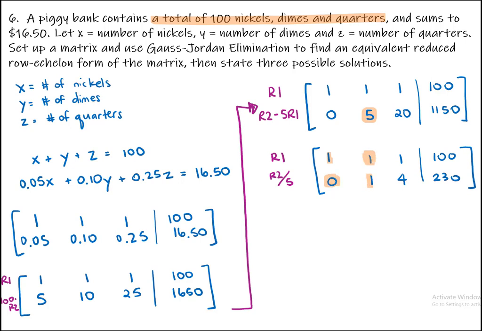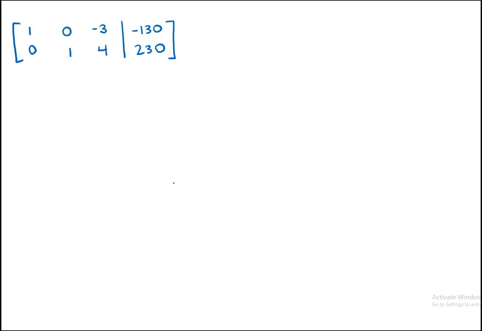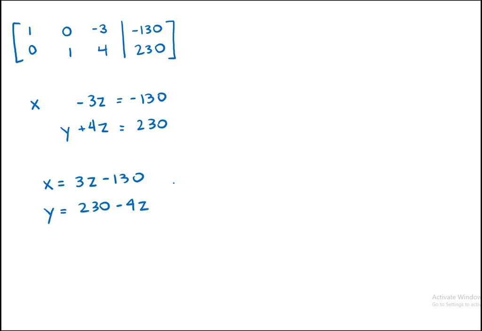I now need to make this term a 0, so I'm just going to subtract the rows. And this is a result of subtracting the rows from each other. And now I've done Gauss-Jordan elimination, and I have it in reduced row echelon form. So let's just take this matrix and write it as a system of equations. And then let's solve the system of equations for each variable. And then let's just say that z is equal to z.